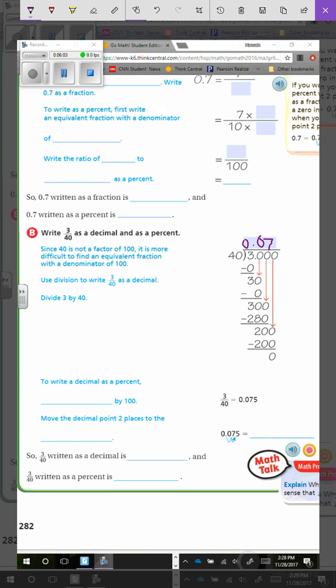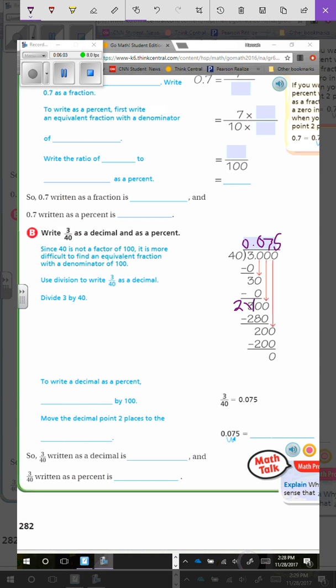Subtract 0 minus 0, 0. We're going to have to borrow 10. 10 minus 8 is 2. Bring down that other 0. Oh, sorry, 40 goes into 200 5 times, which is 200. So 200 minus 200 is 0.